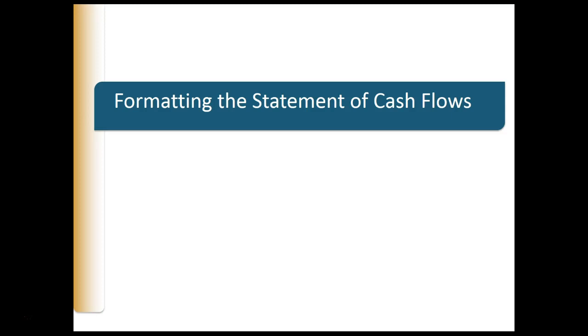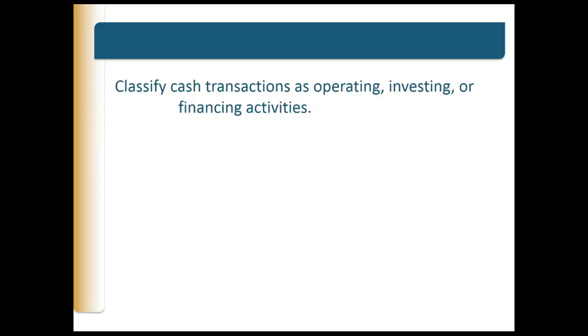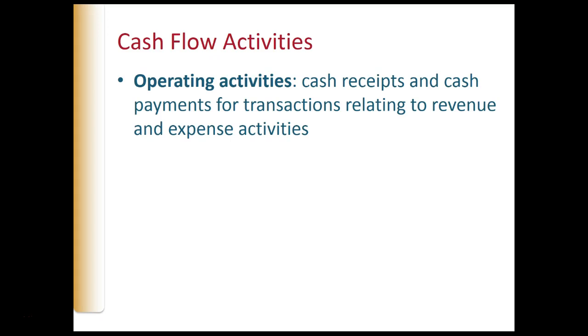So in this section, we'll look at how the statement of cash flows is formatted. We'll classify cash transactions as operating, investing, or financing. Now, a statement of cash flows provides a summary of cash inflows and cash outflows during the reporting period. A cash inflow simply means cash received by the company during the reporting period. Similarly, a cash outflow is cash paid by the company during the period.